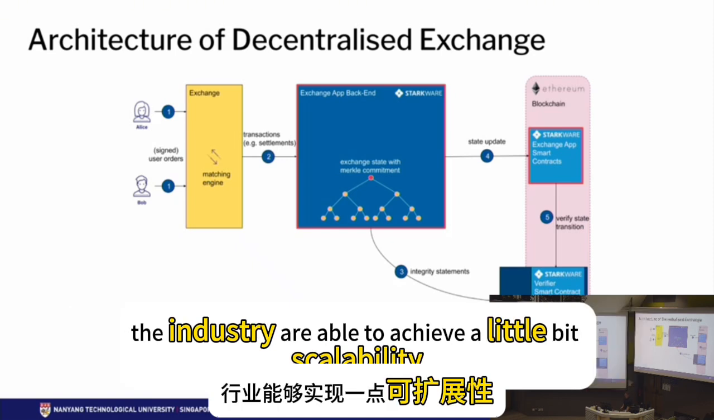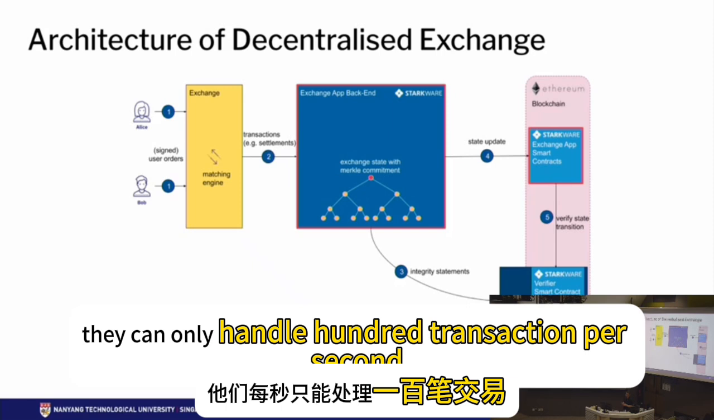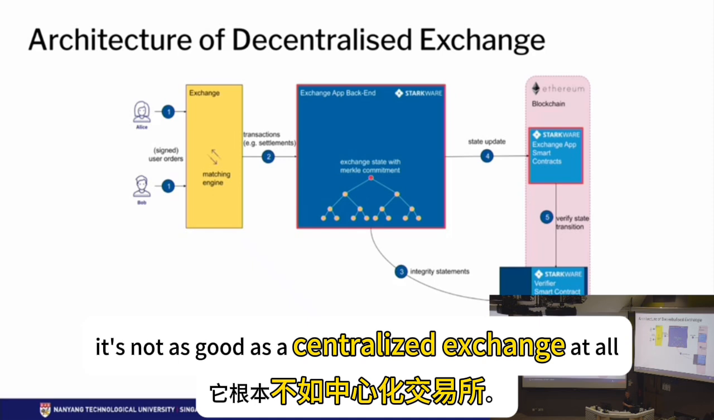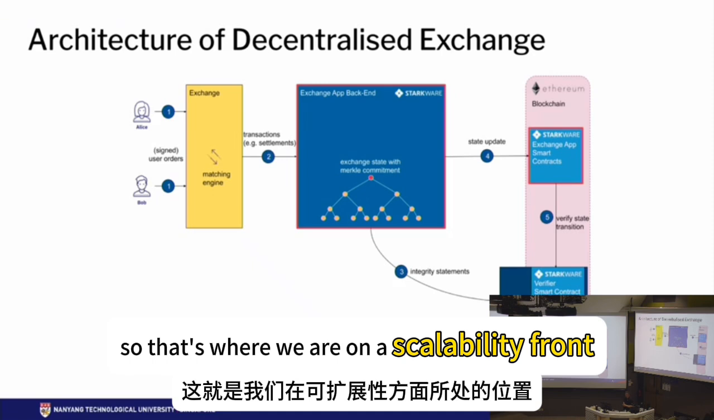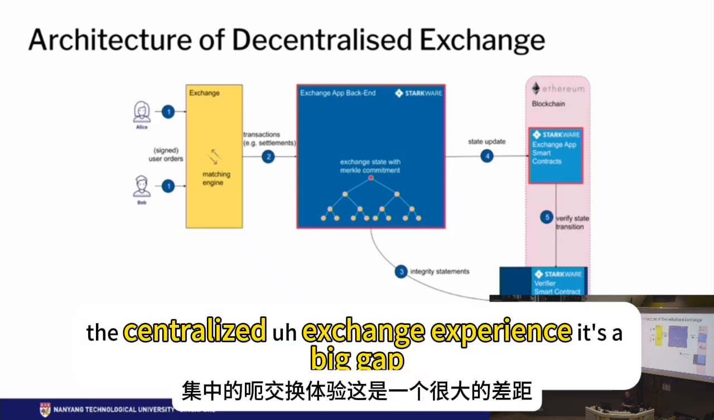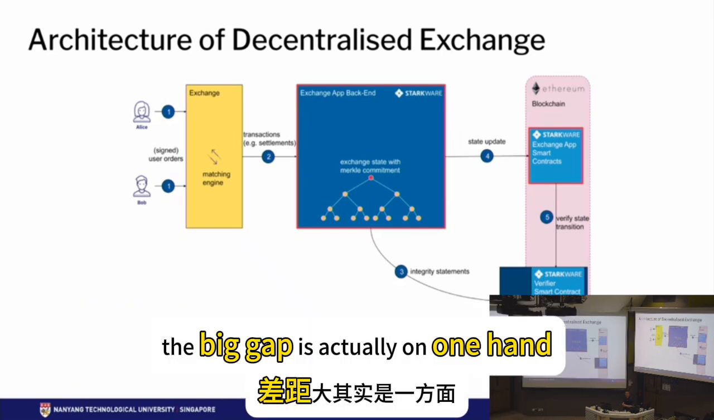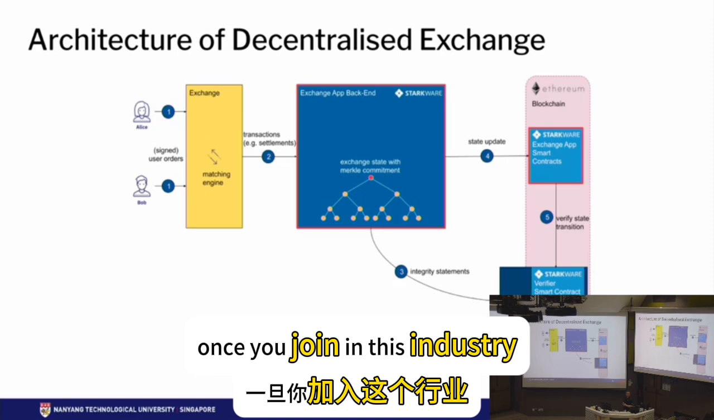So this is the whole flow. After so many years, the industry is able to achieve a little bit of scalability. And even with this, right, I think DYDX at the peak time can only handle 100 transactions per second. It's not as good as a centralized exchange at all. So that's where we are on the scalability front. So imagine from here to the centralized exchange experience, it's a big gap. The big gap is actually, on one hand, a challenge. On the other hand, it's a big opportunity for all of you once you join this industry.